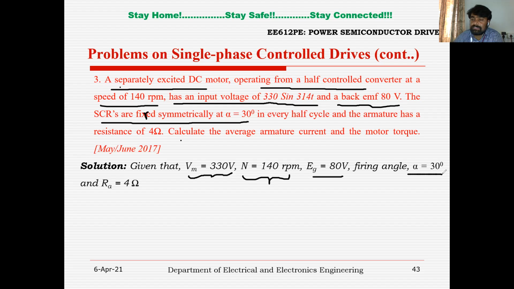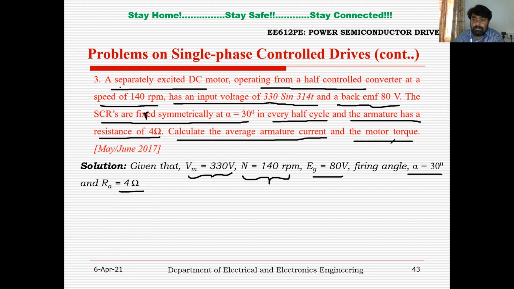The firing angle alpha is 30 degrees, which he has given in every half cycle. And the armature resistance is 4 ohms. Now we need to calculate the average armature current and motor torque. So we need to calculate torque as well as the armature current, right?